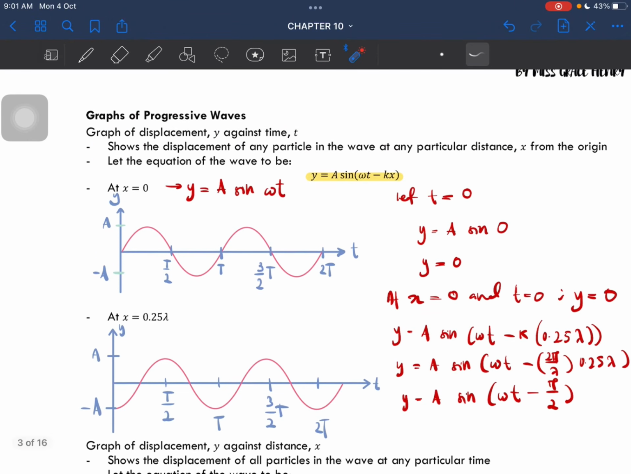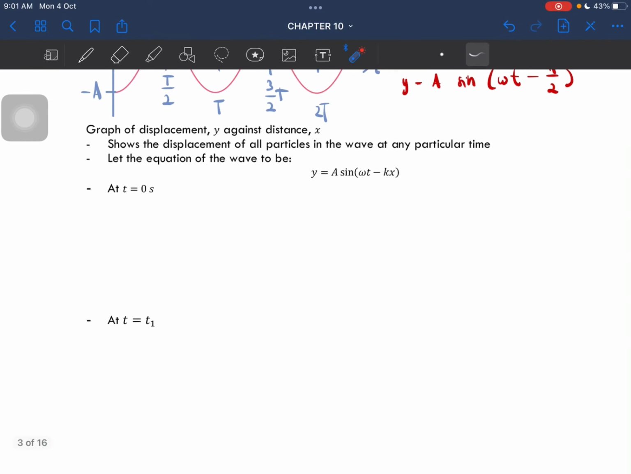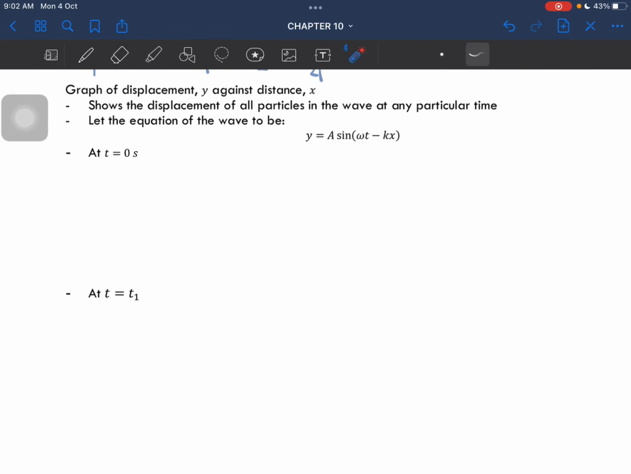Okay, so that is y against time. Now we are going to look for y against distance. For distance we are doing the same thing. We just have to substitute. So y at t equal to 0 seconds, y is equal to what?